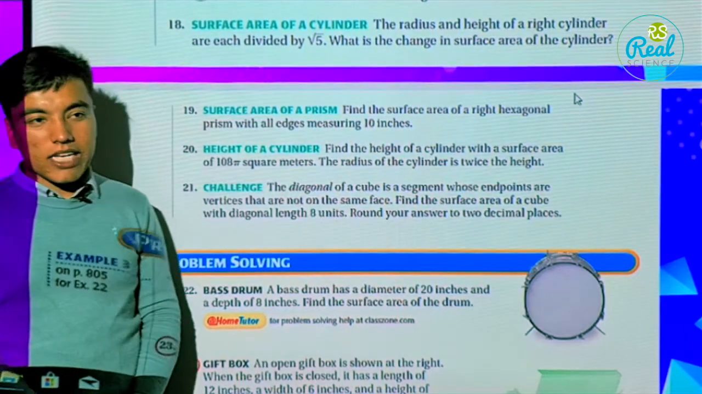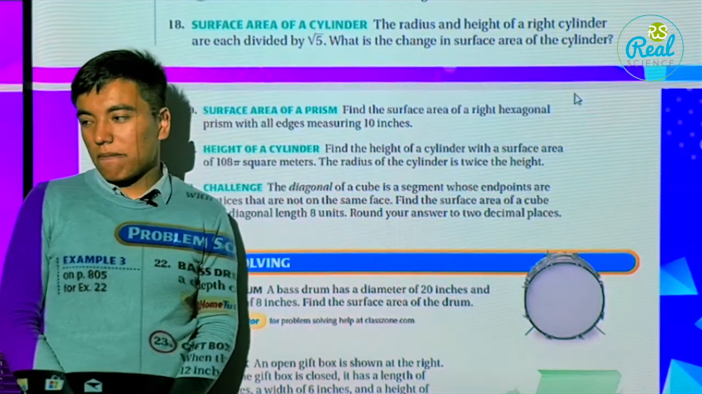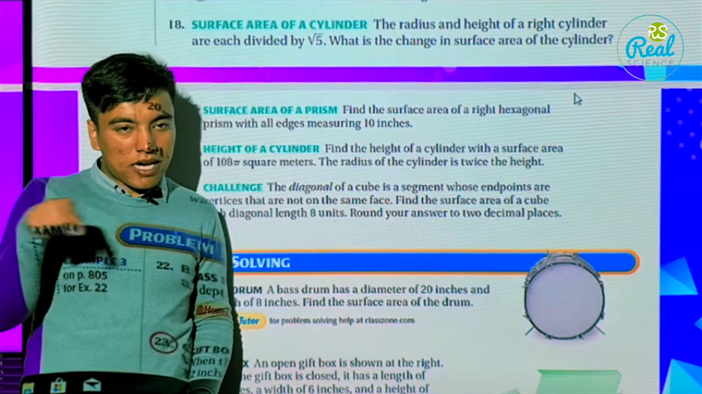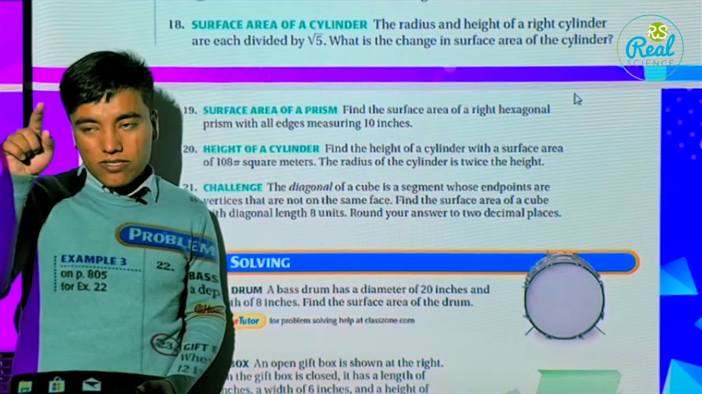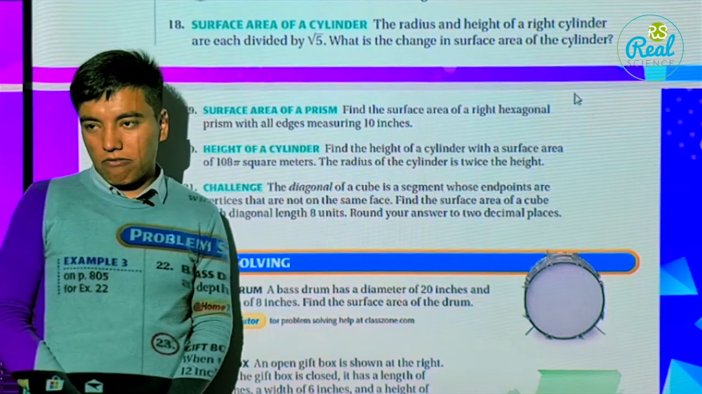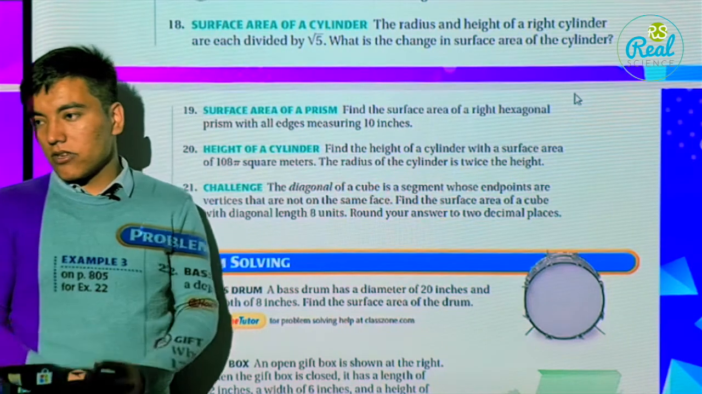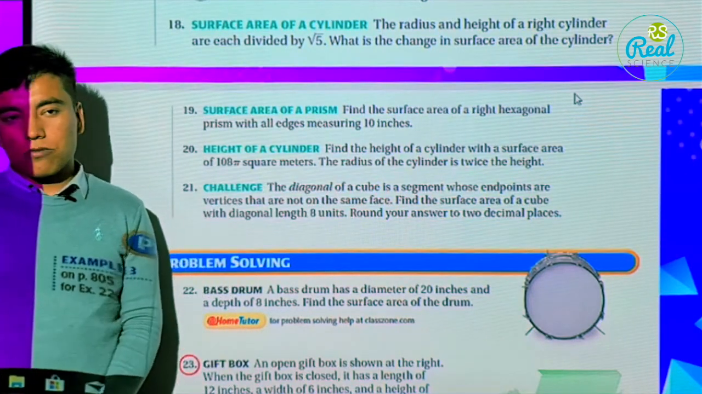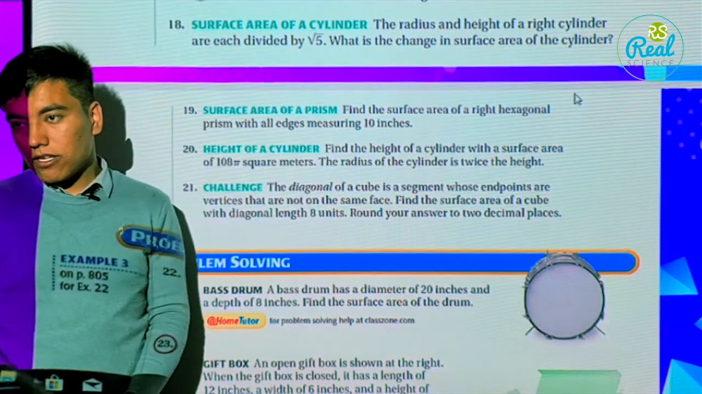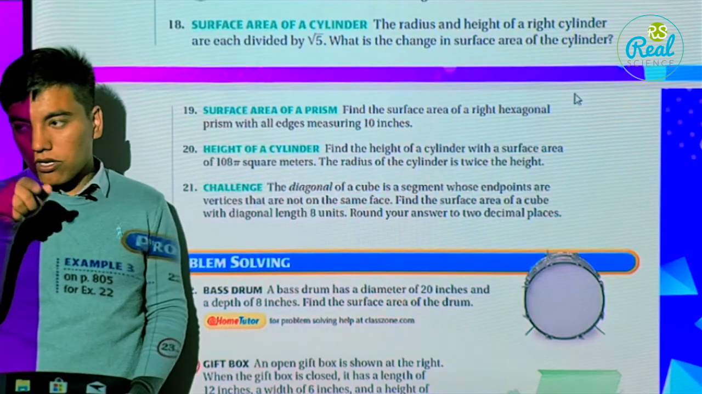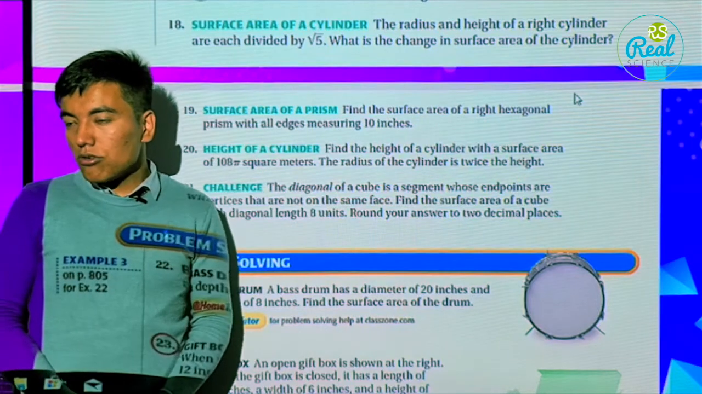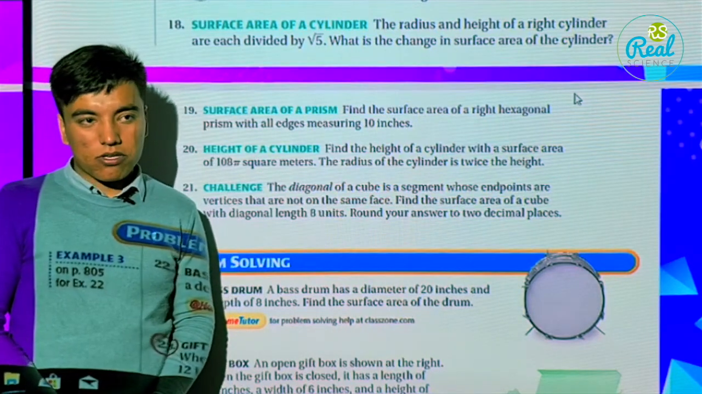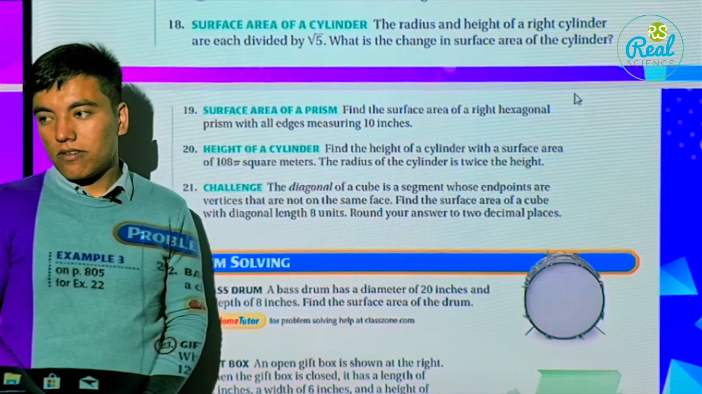It's going to be divided. Divided means in fraction, in the denominator we're going to write radius over square root of 5. In the first part there is a square. What is the square of this one? Radius square over 5. 2 pi radius square over 5 plus 2 pi r over square root of 5 h over square root of 5.